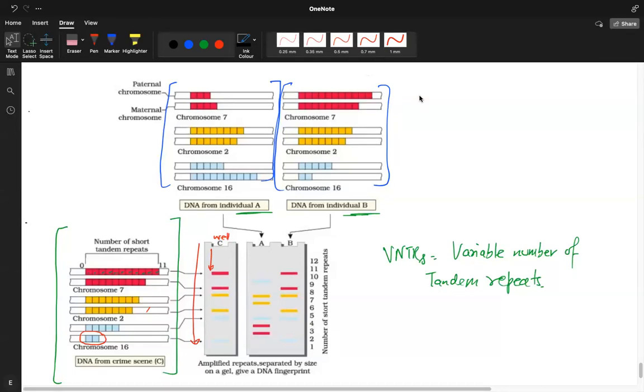And this technique was developed by Alec Jeffrey, yes. So Alec Jeffrey developed the DNA fingerprinting technique where you can use a probe. Probe is nothing but an artificially created sequence, which you know will go and bind to your actual DNA, and you can then amplify it.